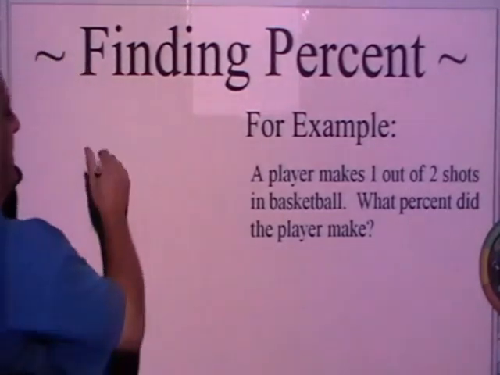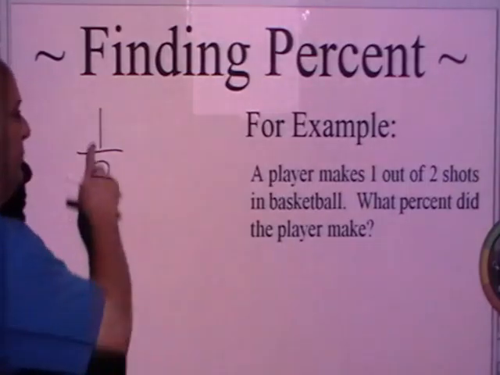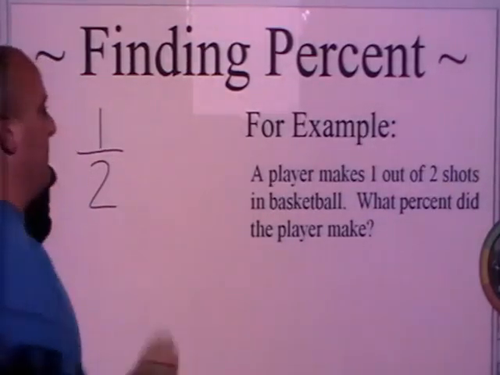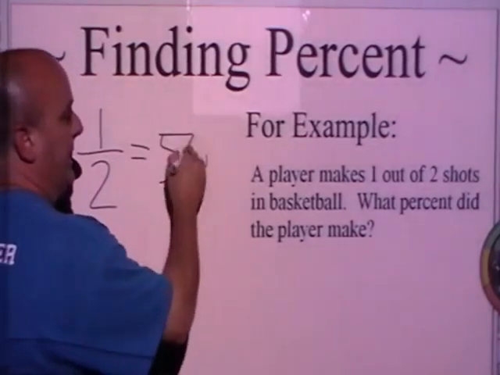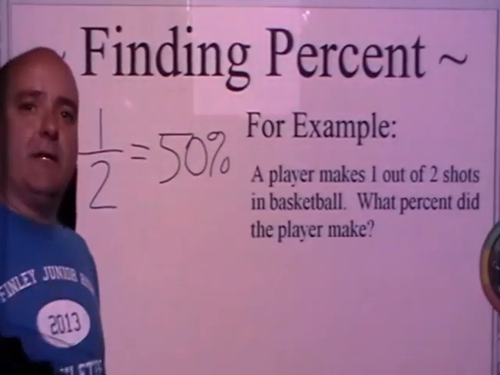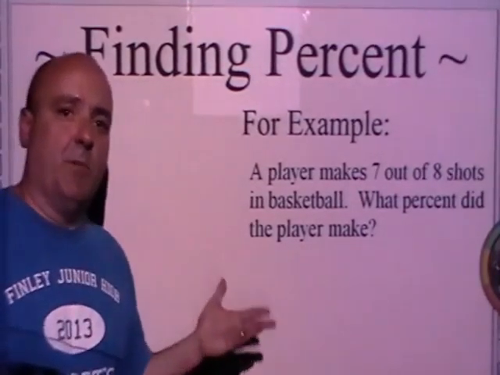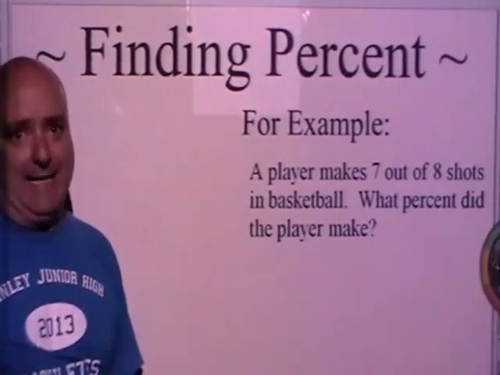Now if we look at that as a fraction, we have 1 out of 2, the 1 being the part that they made and the 2 being the whole. Some students might be able to identify that immediately as 50%. So let's take a look at a problem that's a little bit more challenging. Let's say the basketball player makes 7 out of 8.